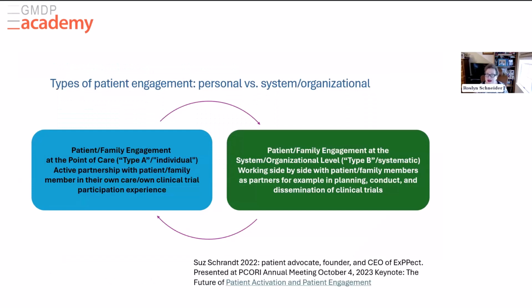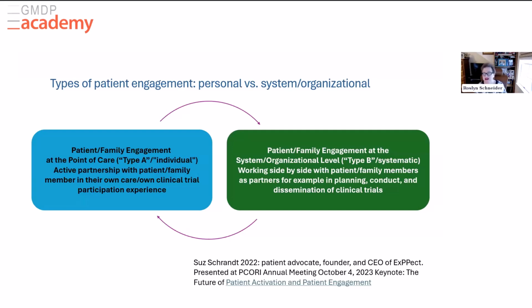Another framing that may be helpful for us, I certainly find it helpful myself, is terminology that was coined by an advocate, Suze Schrant, and that is to divide our thinking about patient engagement into type A or individual engagement and type B or systematic patient engagement. And they influence each other and they're both very important. The type A or individual is engagement within one's own healthcare, within one's own participation in research. We know that patient activation in that way improves outcomes.